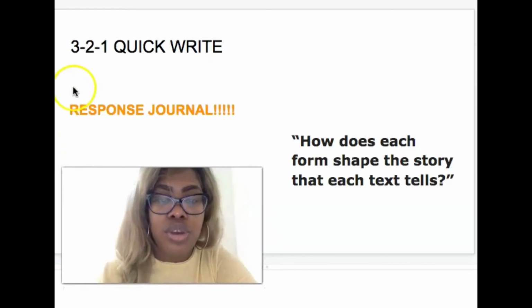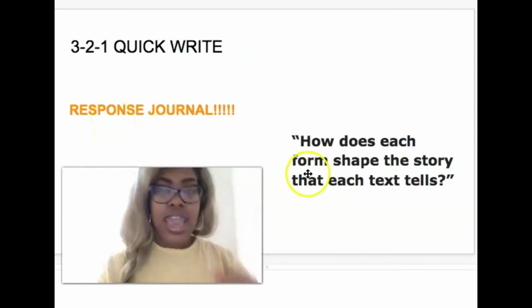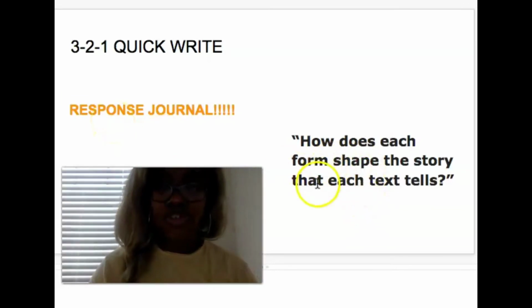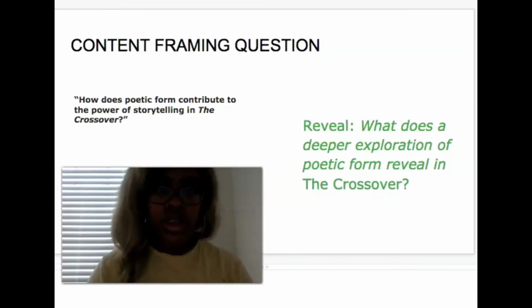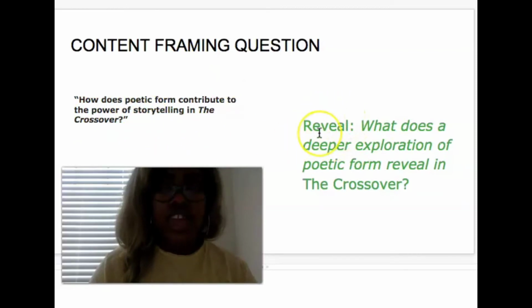I then want you to create a 3-2-1 quick write inside of your response journals. How does each form shape the story that each text tells? And our content framing question: how does poetic form contribute to the power of storytelling in the crossover? And in our reveal stage, what does a deeper exploration of poetic form reveal in the crossover?